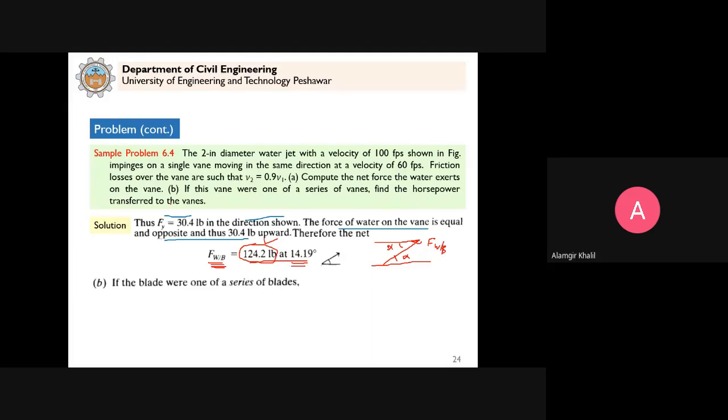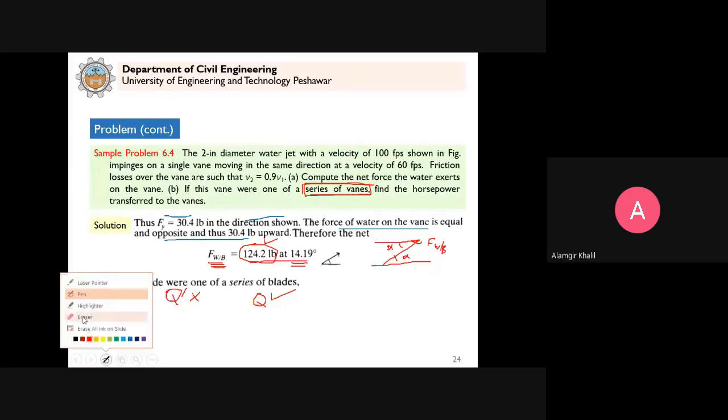This is for a single vane. If we consider a series of vanes, then what will be the difference? For a series of vanes, we have to calculate Q, not Q dash. But we have to calculate Q, because for a series of vanes, the whole momentum transfer occurs. If any vane misses any discharge, the second blade will come and it will be hit by that discharge. So the momentum transfer is full. That's why we need to calculate Q, not Q dash.